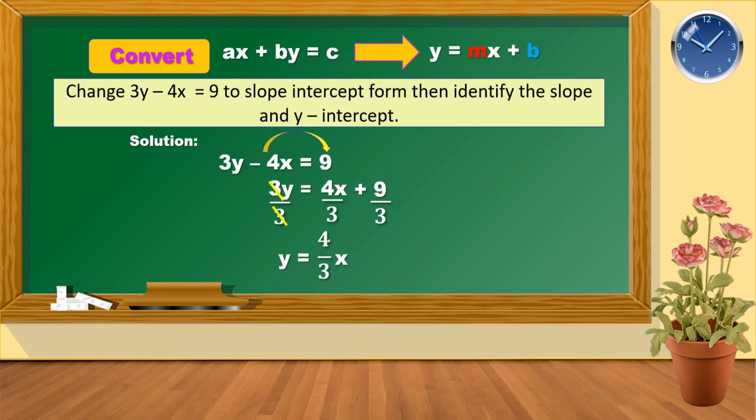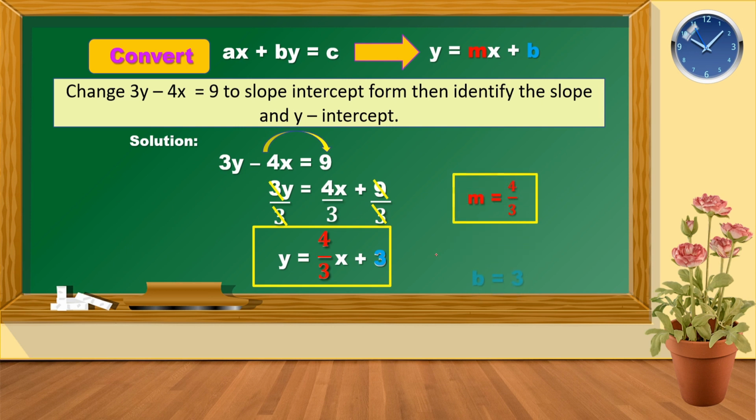We can simplify this, and 9 over 3 is equal to 3. And we have y equals 4 over 3x plus 3, and this is now our slope-intercept form. As you can see in our pattern, the red font is m, which is 4 over 3, and the blue is 3. So, therefore, the value of our m, or the slope, is 4 over 3, and the value of our b, or the y-intercept, is 3.